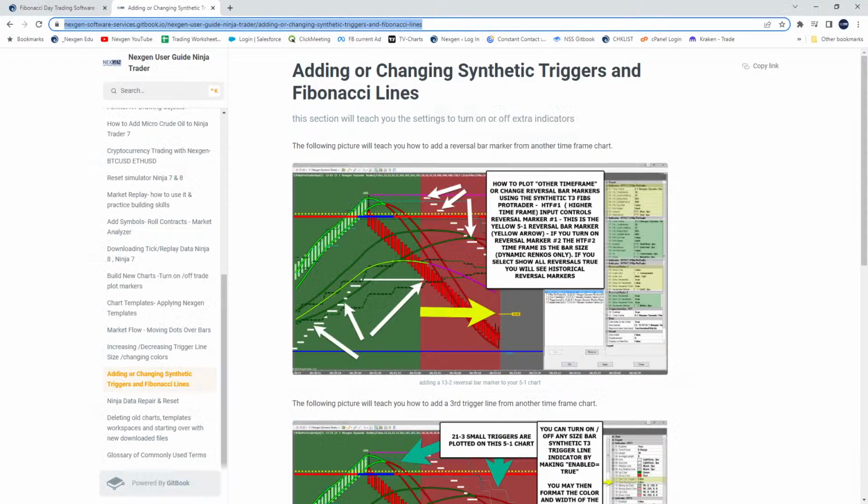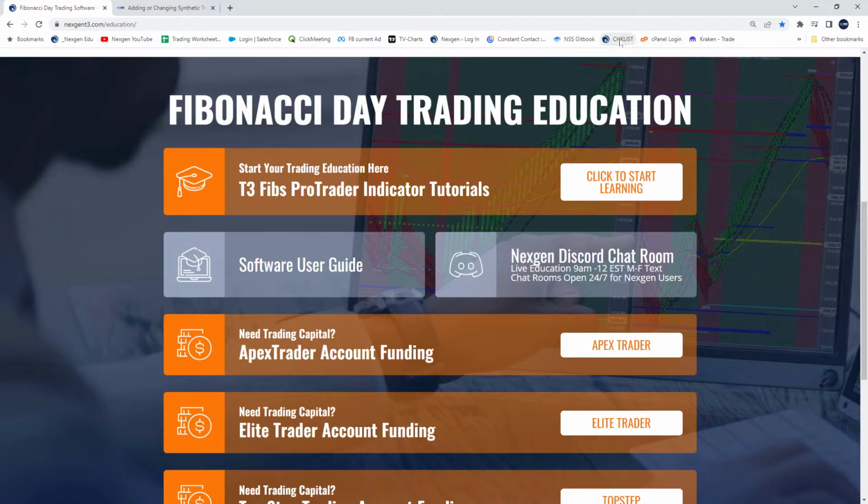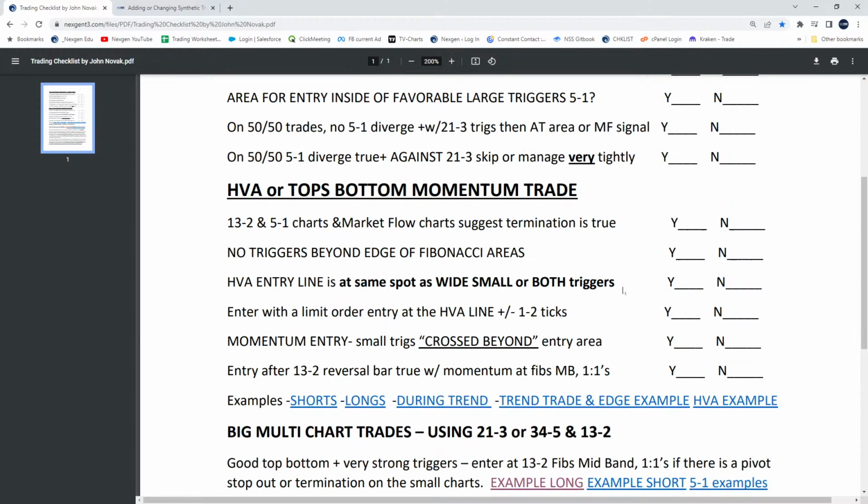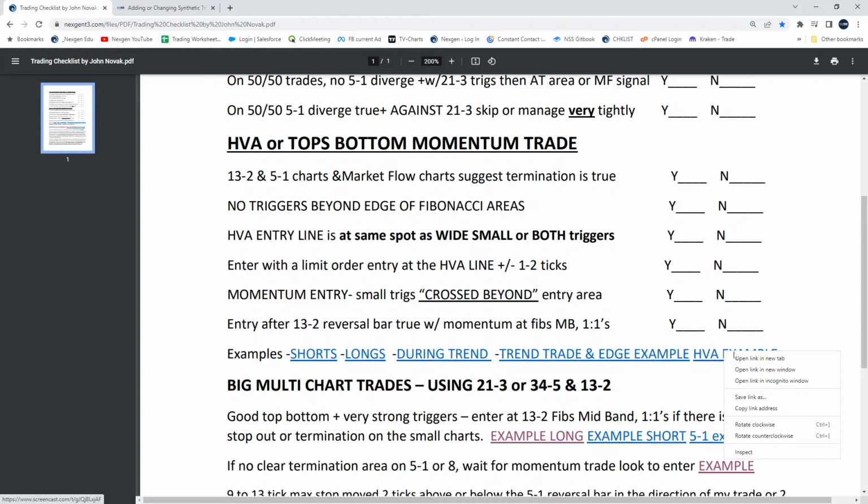Which again is in our plan. I don't mean to throw another monkey wrench at you guys, but again, look, the high volume area trade is the exact same trade as the momentum style trade. It just uses a high volume line. So look, here's the example.